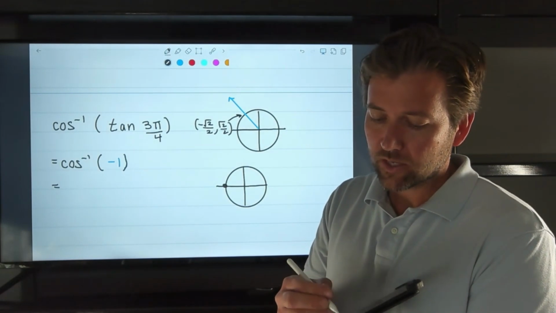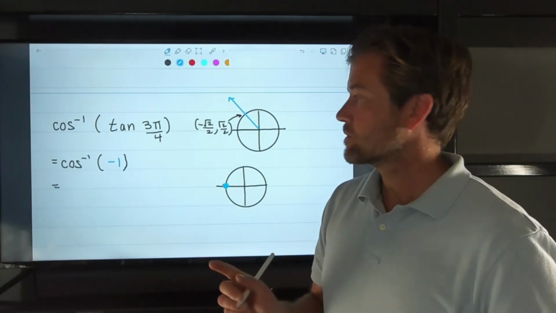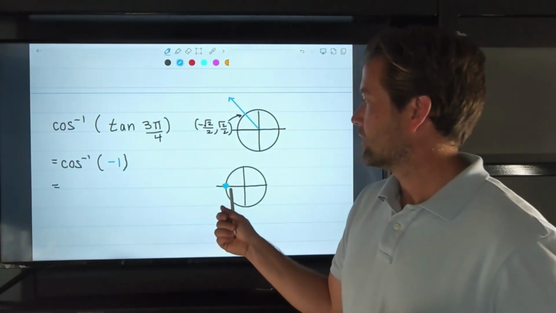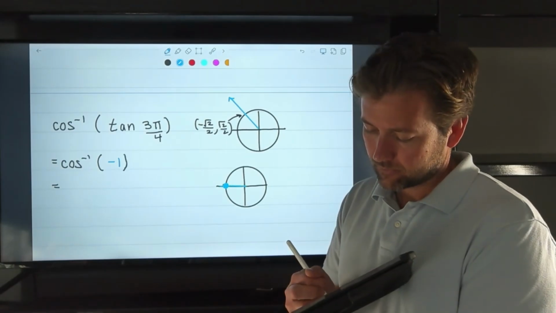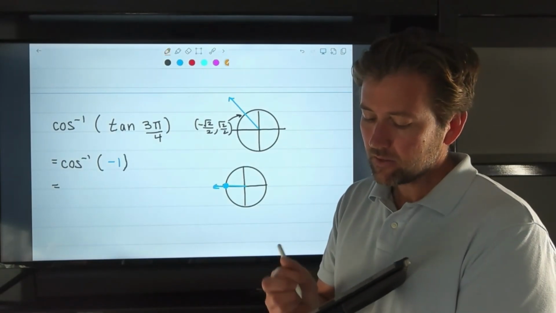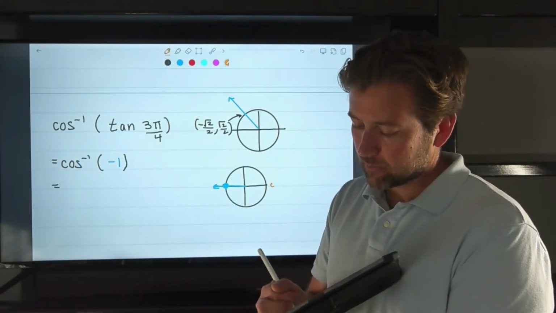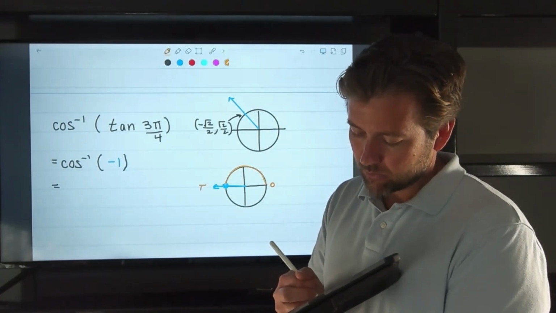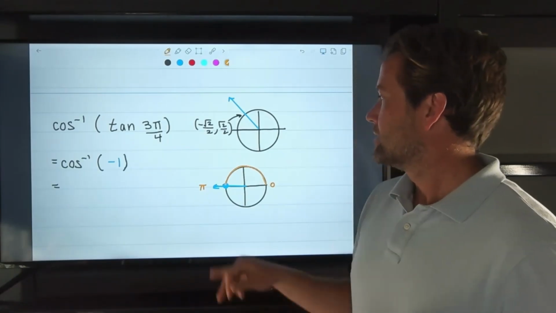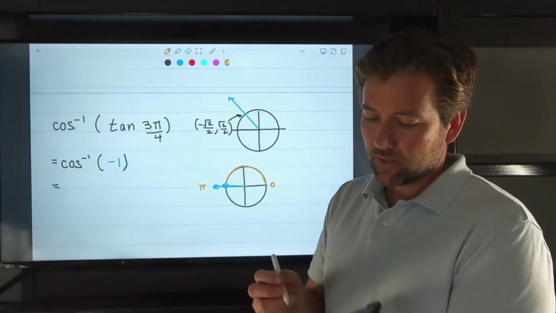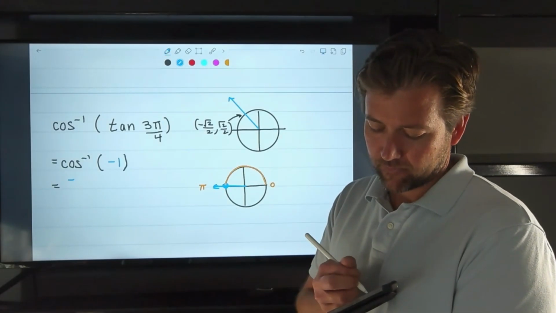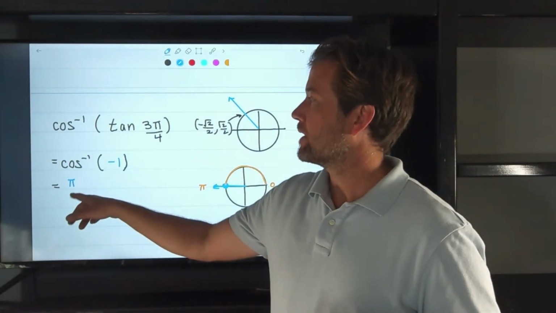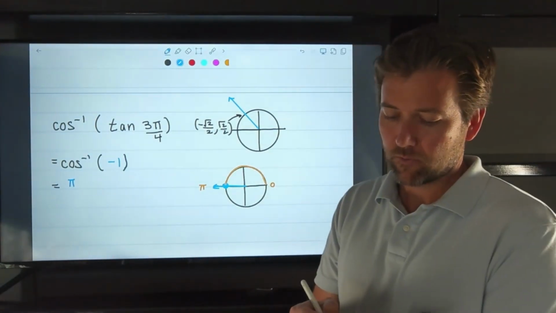There's only one location on the unit circle that has an x coordinate of -1, and it's right here. So the outputs of arc cosine have to be in between or including 0 to pi. So the answer to this problem will be pi. The cosine of pi is -1.